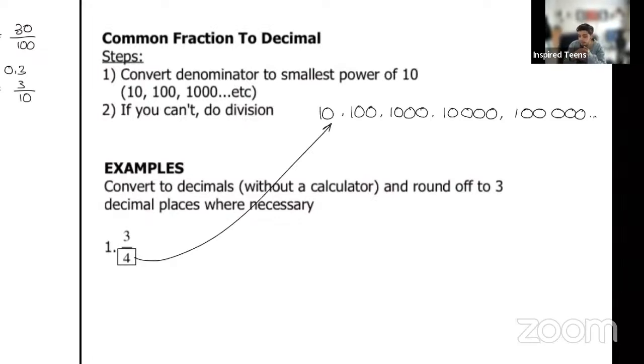Not 10. 4 cannot go into 10. Maybe you're thinking that 2 can go into 4 and 10, but 4 cannot go into 10. I'm talking about 10 needing to be divisible by 4.